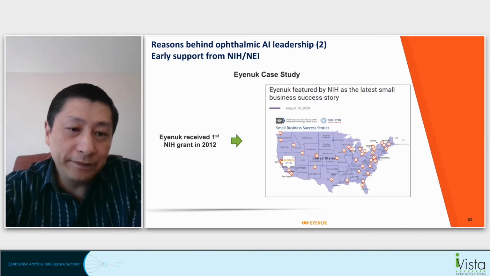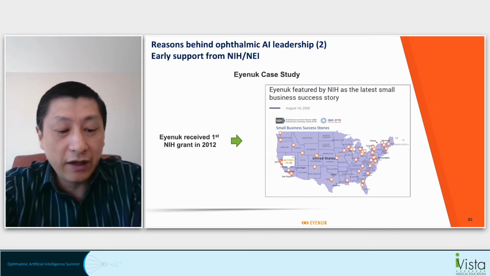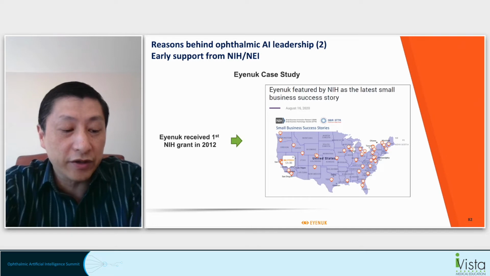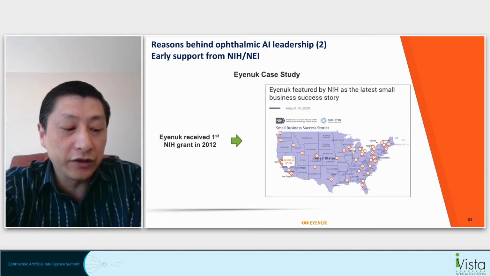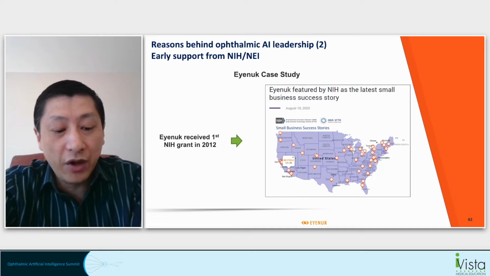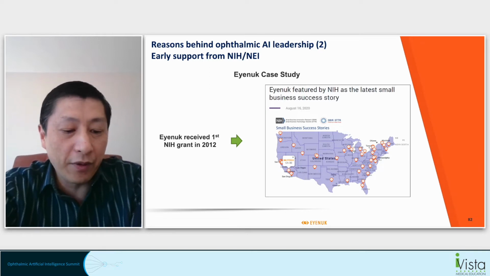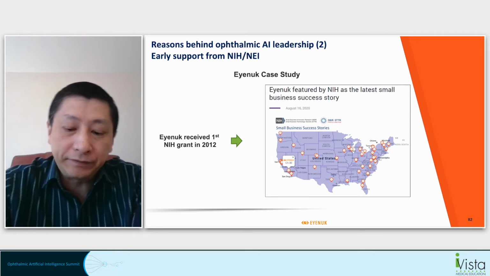And the second reason is, I can attest from INOC's standpoint, that ophthalmology AI companies benefited years ago from some of the early support and thought-leading guidance from both the National Institutes of Health and the National Eye Institute. So take my company, INOC, as an example. We received our first grant from the National Institutes of Health more than 10 years ago. And since then, $10 million in grants have been granted to the company by both NIH as well as NEI. All of these grants enable INOC to now become one of NIH's national small business success stories.